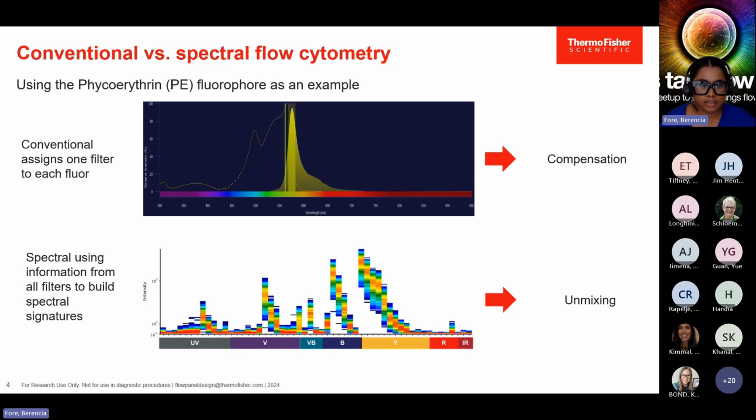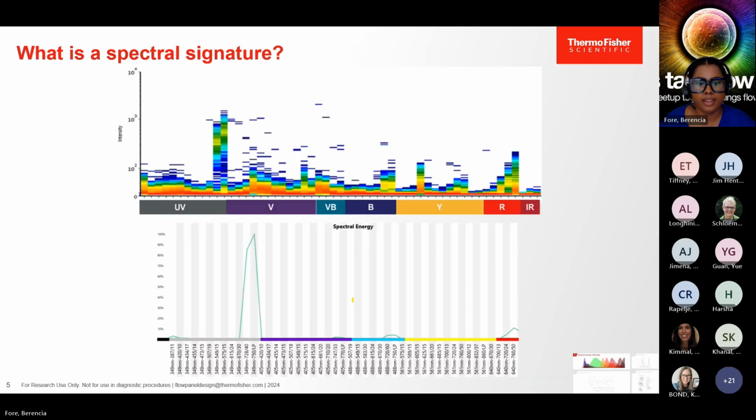Both compensation and unmixing are techniques used to correct for overlapping signals from different fluorescent molecules, and both are handled by the software. But while compensation involves subtracting unwanted light from neighboring detectors, spectral unmixing is more like a deconvolution, and it's where there is a disentanglement of the contributions of each dye to the overall signal in your fully stained sample.